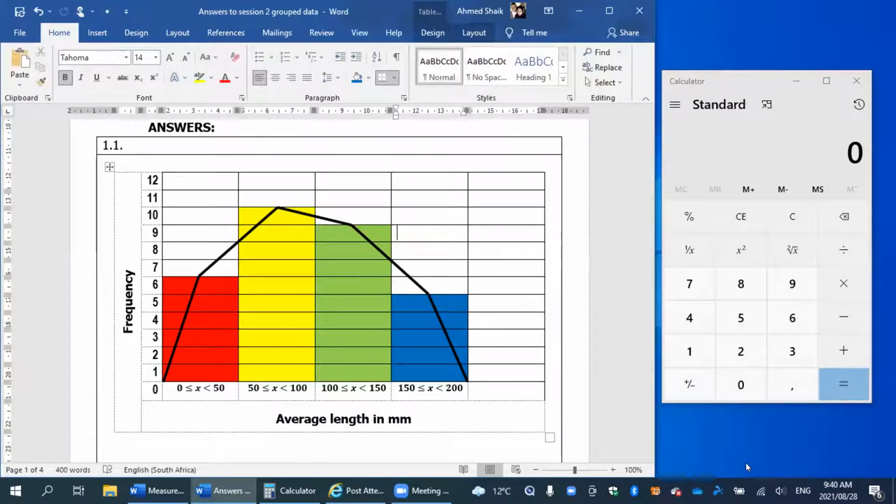And that should be your frequency polygon. Remember, we're going to find the center of the top of each bar, and we're going to plot a point, and we're going to join each point to each other. And lastly, join your first bar's center to the bottom and your last bar's center to the bottom corner as well. And that should be your frequency polygon.